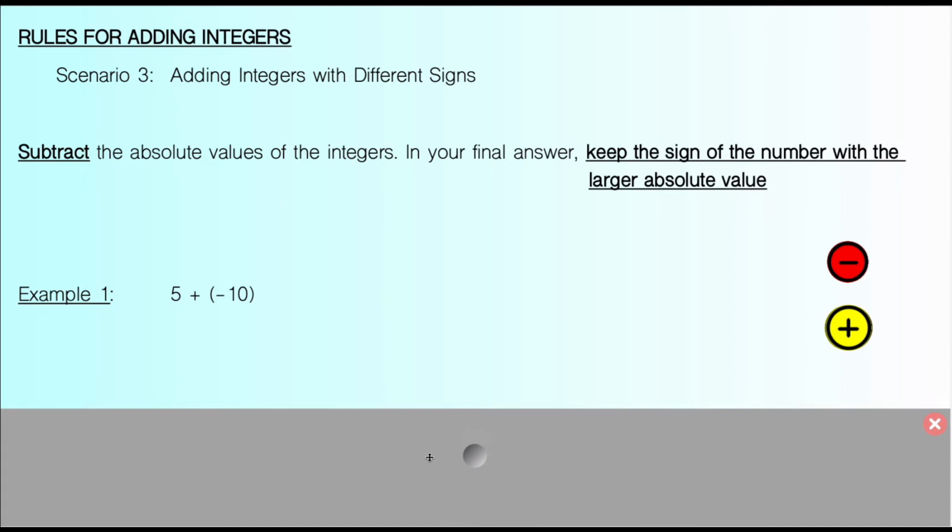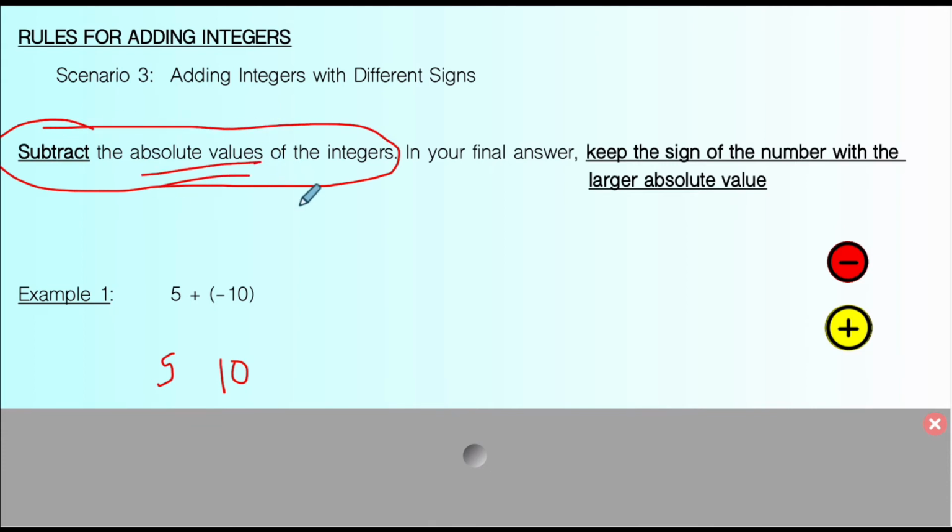So when you are adding and you have numbers with different signs, for a second, you're going to pretend that both of the numbers are positive because the absolute value of 5 is positive 5, and the absolute value of negative 10 is positive 10. So the first thing says subtract the absolute values. So first I found the absolute value. Absolute value is just a fancy way of saying how far is a number from 0.